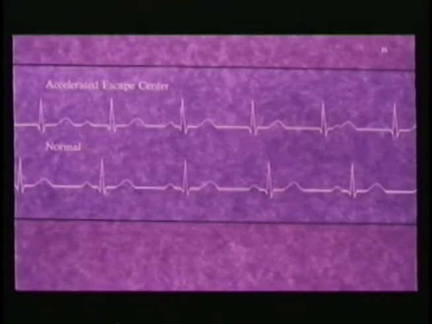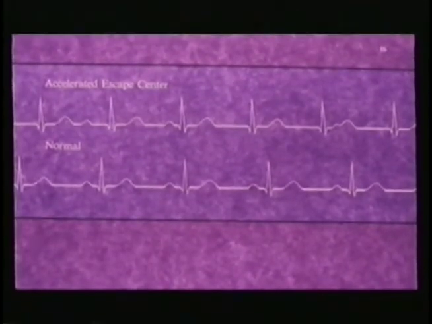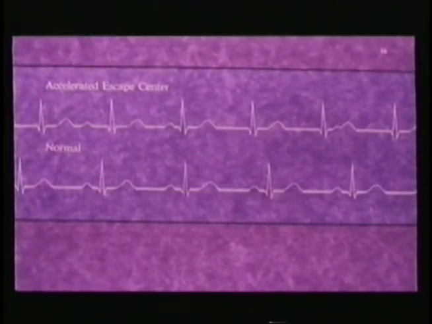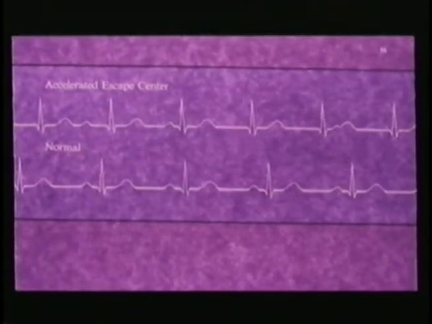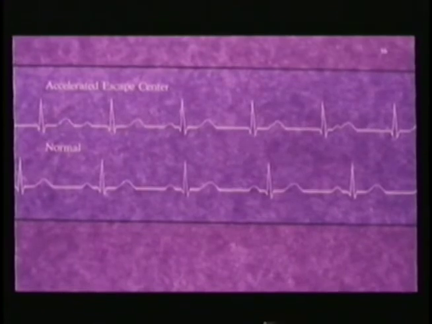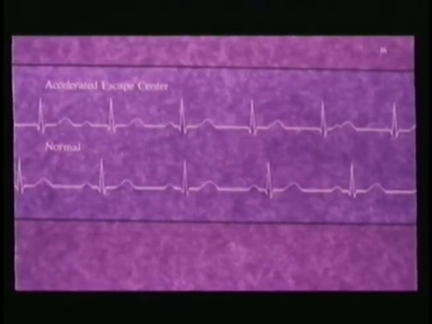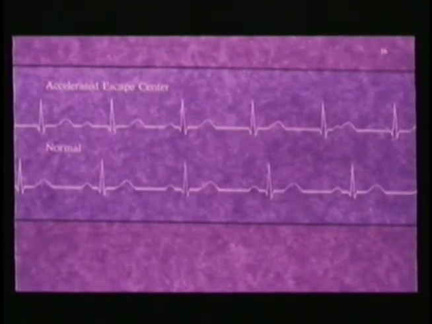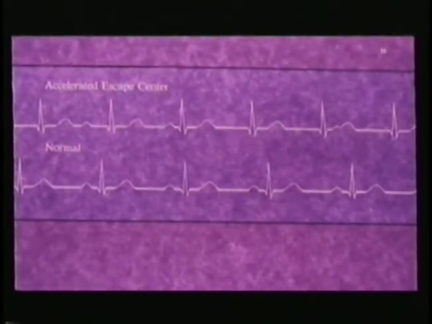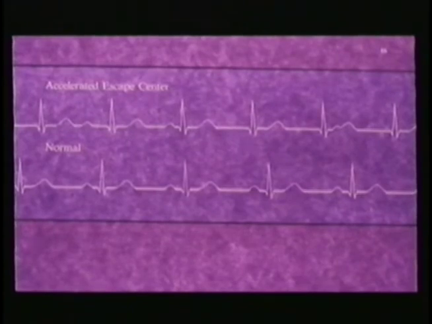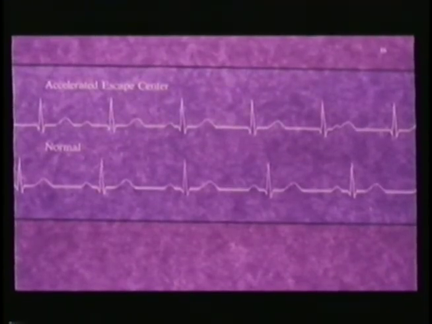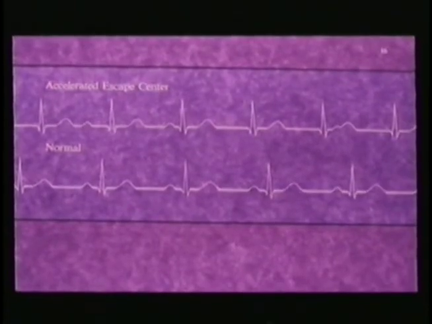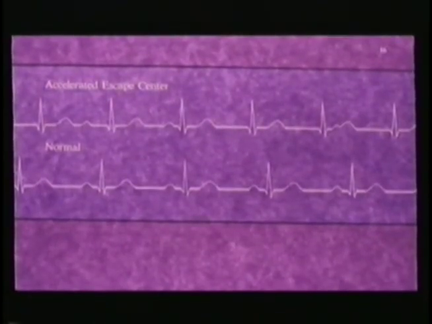16. Recall also that an accelerated escape center may usurp the sinus node if the escape center has a faster rate than the node. In this example, the junctional rate is accelerated beyond the basic sinus rate, so the dominant pacemaker of the ventricle is the junction. Since the atrium remains under sinus control, atrioventricular dissociation is present. Note that in the fourth beat, the P wave is submerged in the QRS.